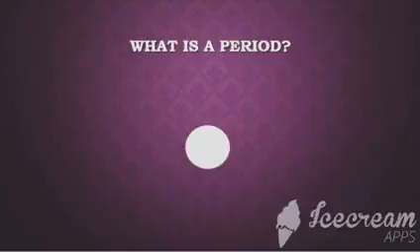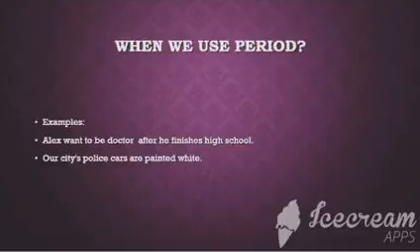And in English, we have different kinds of sentences, but it is interesting to learn about them. I can show you when you can use the period in this case. We use periods in sentences that make a statement. For example, Alex wants to be a doctor after he finishes high school. Or city police cars are painted white.